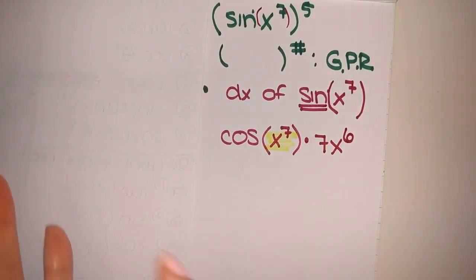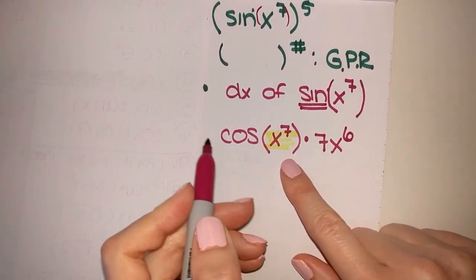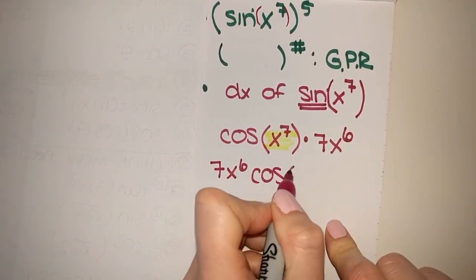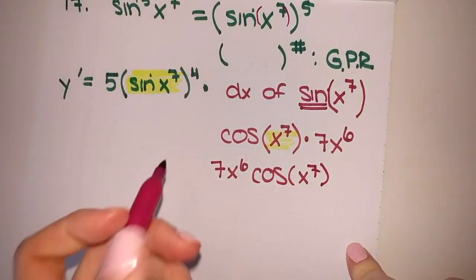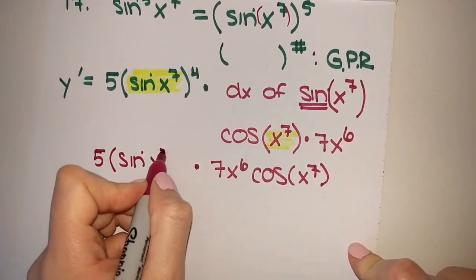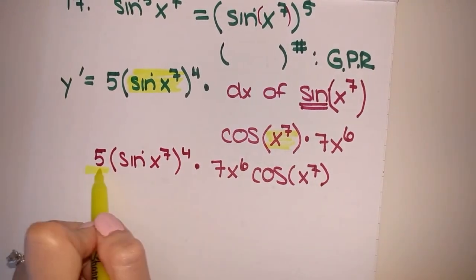Now, before we put this together with the derivative of the outer, so to speak, I would move the trig function to the end. So this is 7x to the 6th cosine x to the 7th, and then that is being multiplied by your 5 times sine x to the 7th to the 4th. Now, as we have been doing throughout all of this, always put your trig functions at the end.